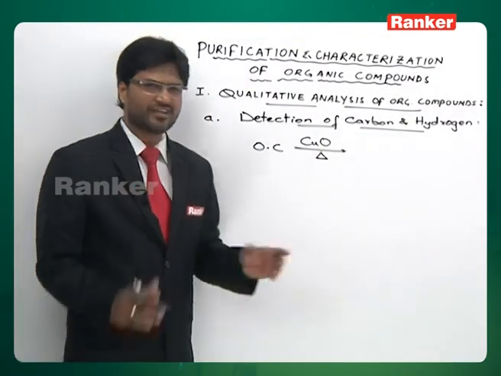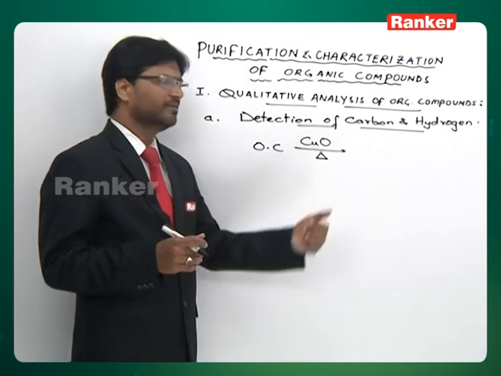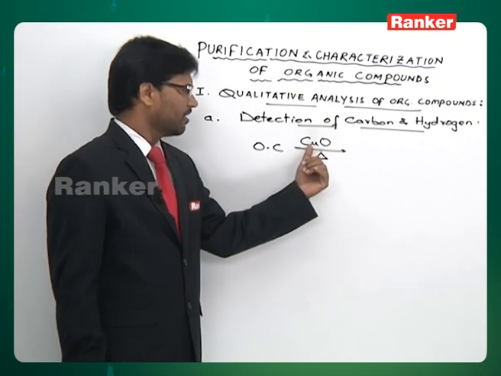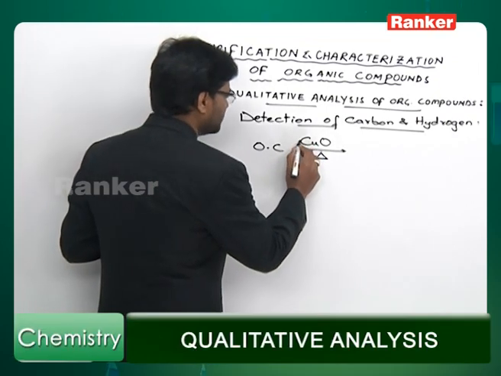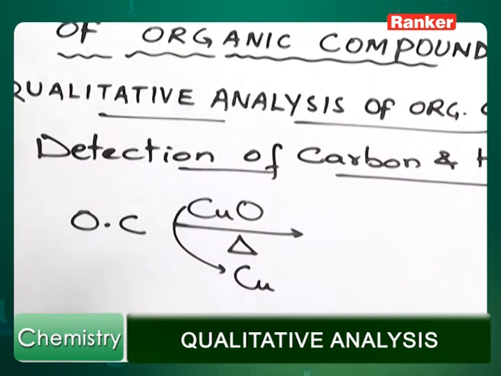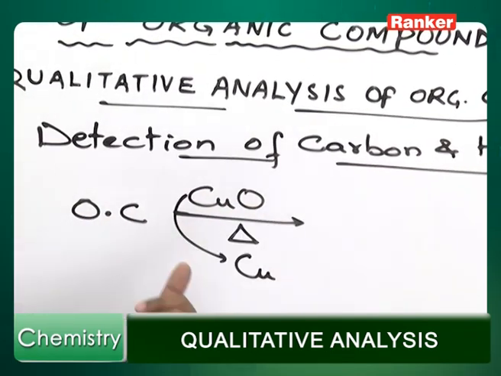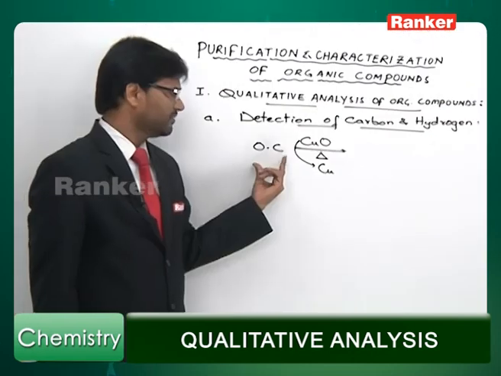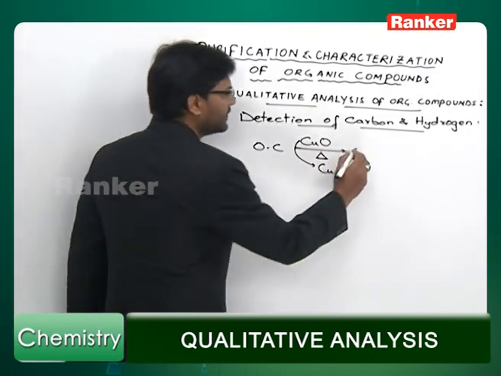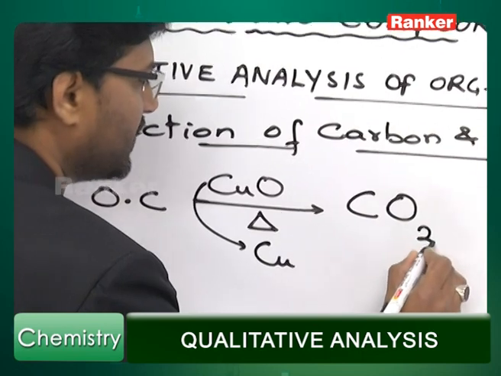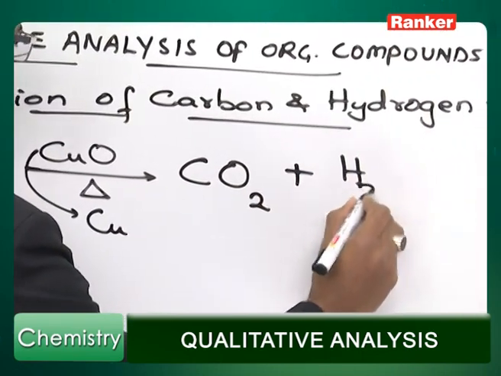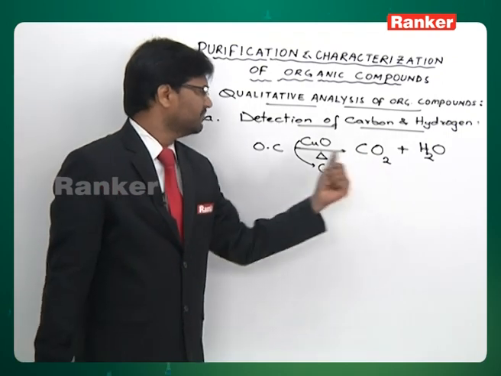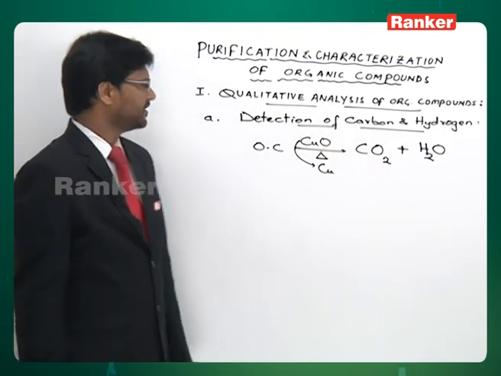Cupric oxide is not a stable oxide. It has an ability to decompose and release oxygen. Copper oxide itself transforms into metallic copper. The oxygen produced by cupric oxide here will oxidize the carbon and hydrogen present in the organic compound. Carbon gets transformed into carbon dioxide and hydrogen gets oxidized to water, the oxygen being supplied by cupric oxide.